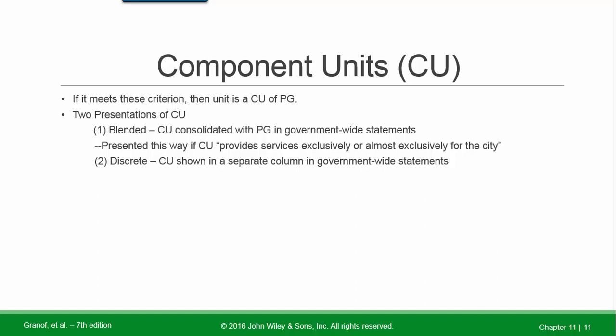We looked at the two presentations. Blended: the component unit is simply consolidated with the primary government in the government-wide statements. It's presented this way if the component unit provides services exclusively or almost exclusively for the city. Discrete: the component unit is shown in a separate column in the government-wide financial statements.